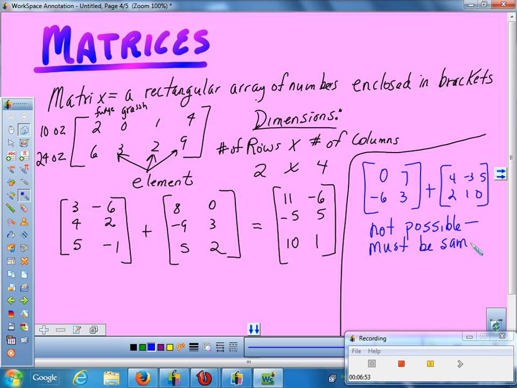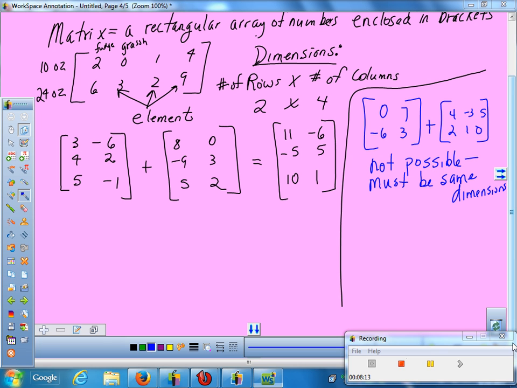If they aren't the same dimensions, you cannot add and subtract. However, that's only on addition and subtraction. Multiplication has a different rule for when it's possible or not possible. But first we need to do some incredibly difficult subtraction here as well.